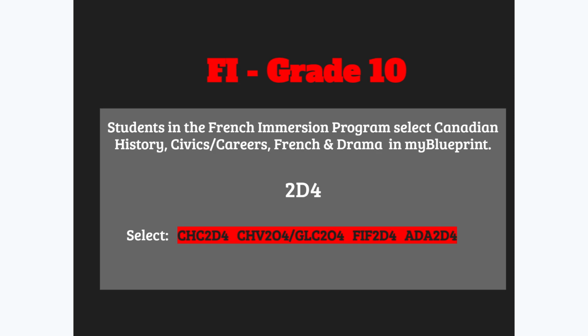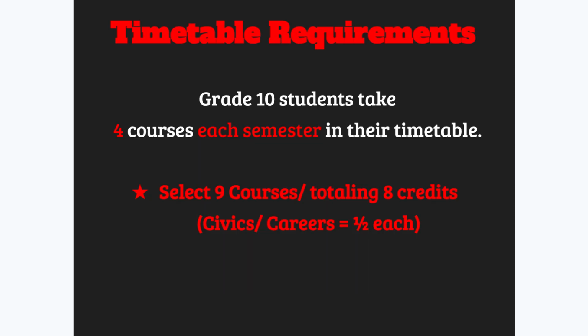French immersion credits will end in 2D4. FI students, please select those 4 in My Blueprint when choosing courses. FI courses in grade 10 include history, civics and careers, French immersion, and drama. Drama will meet your art requirement in grade 9 or 10 as well.